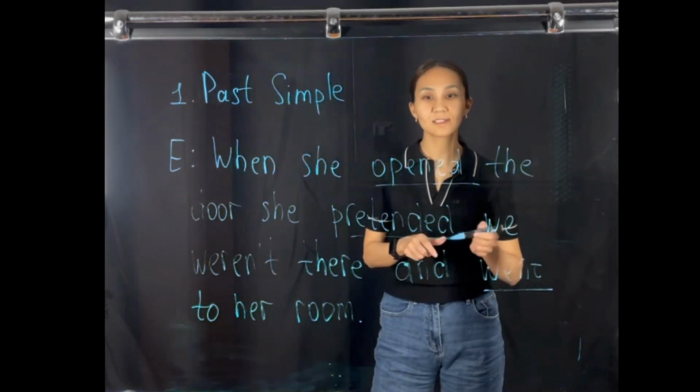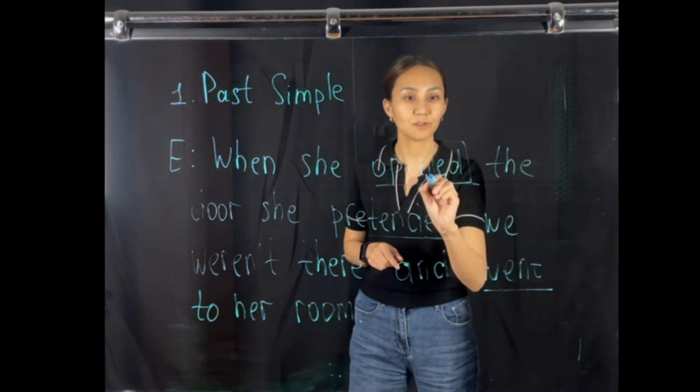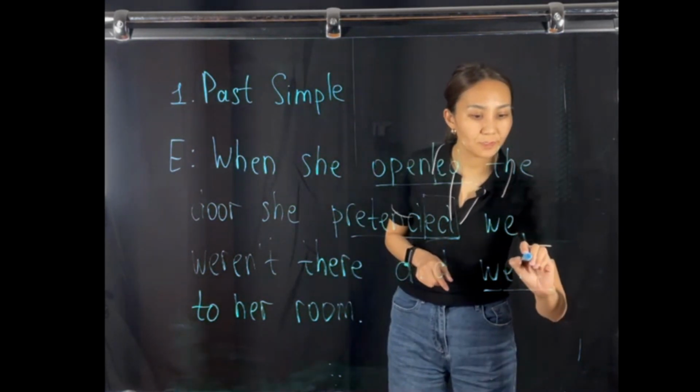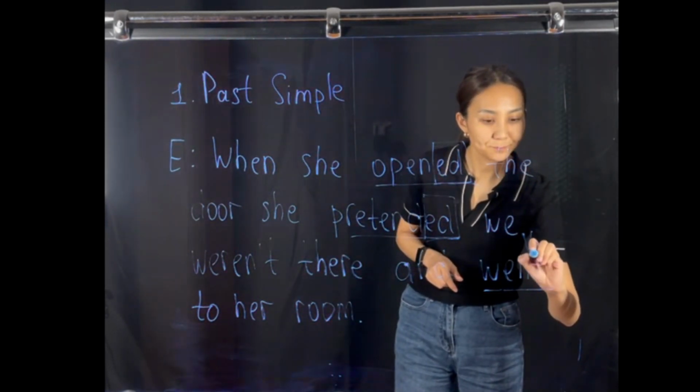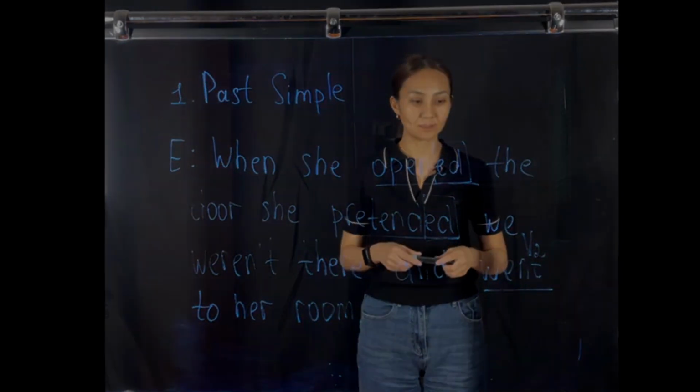As you can see in this example, past simple is formed by adding ed to the regular verb and the past form of irregular verb. The past form of irregular verb go, went.